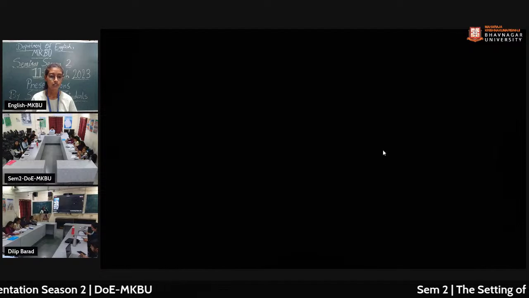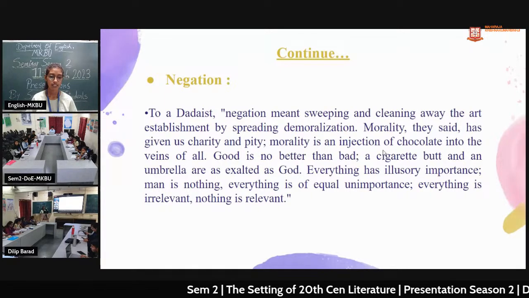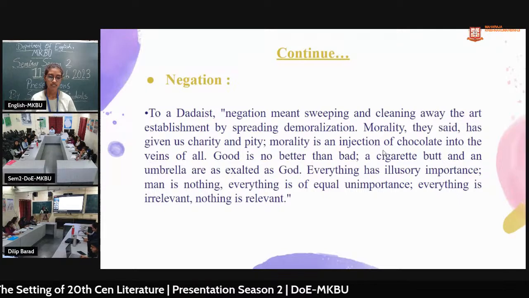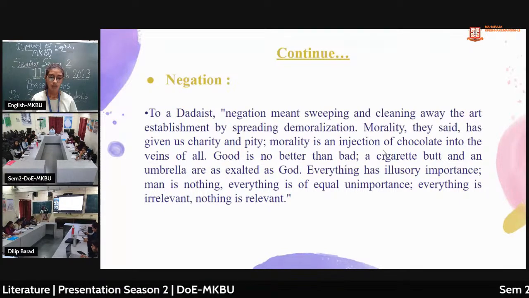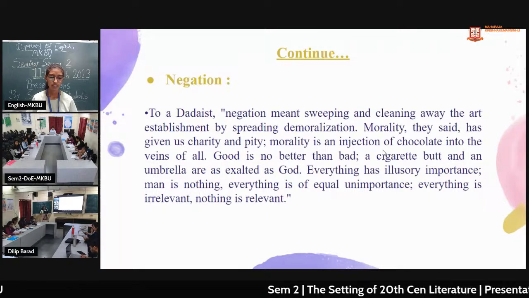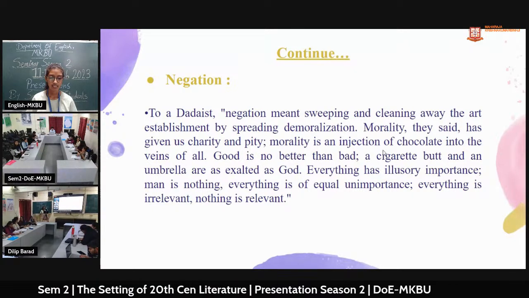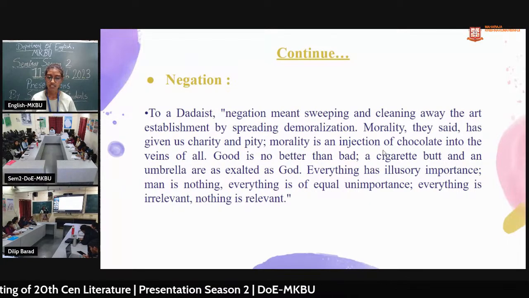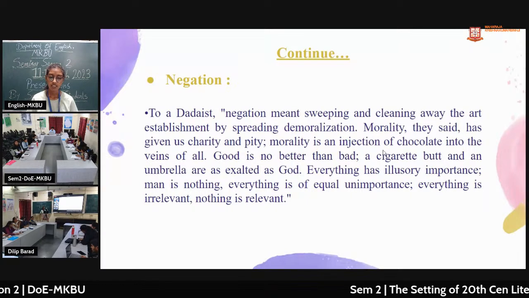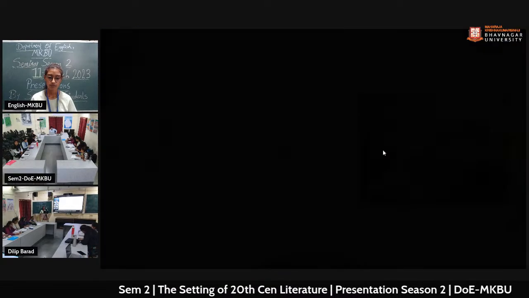Second is negation. To a Dadaist, negation meant sweeping and cleaning away the art establishment by spreading demoralization. Morality, they said, has given us charity and pity. Morality is an injection of chocolate into the veins of all. God is no better than a bad cigarette butt, and an umbrella is as excellent as God. Everything has illusory importance. Man is nothing. Everything is of equal unimportance. Everything is irrelevant. Nothing is relevant.